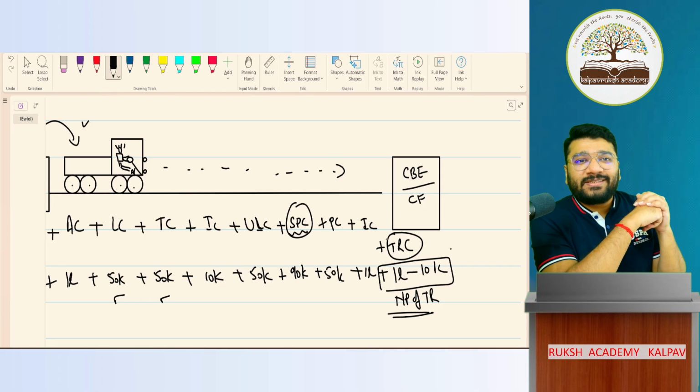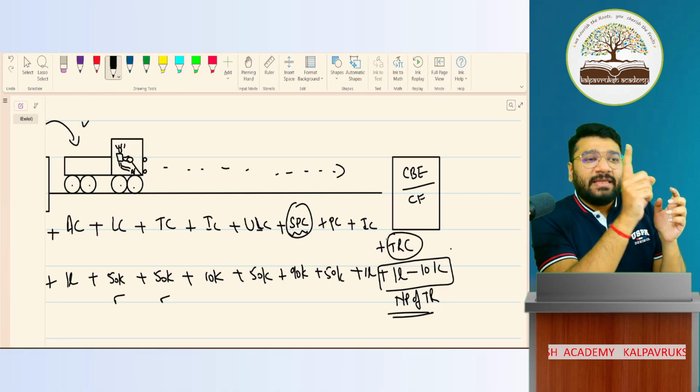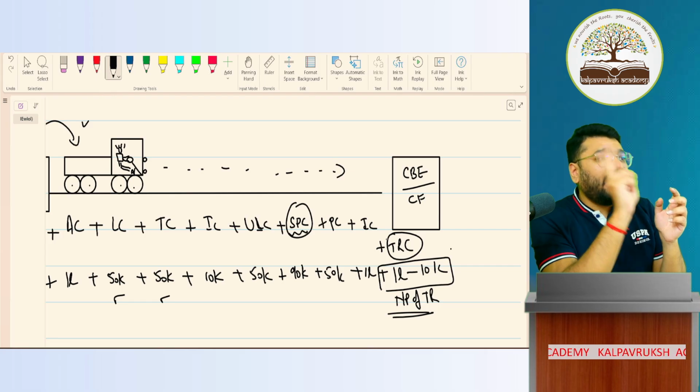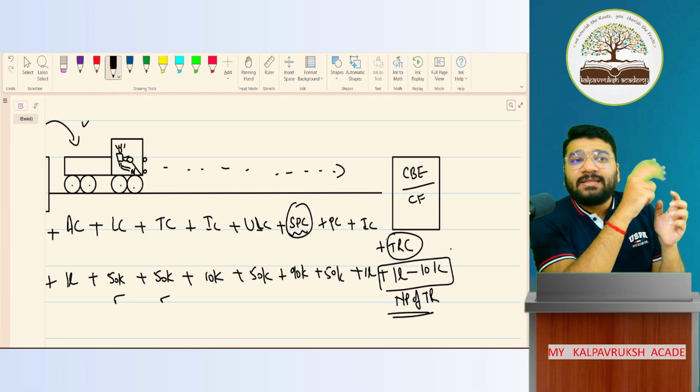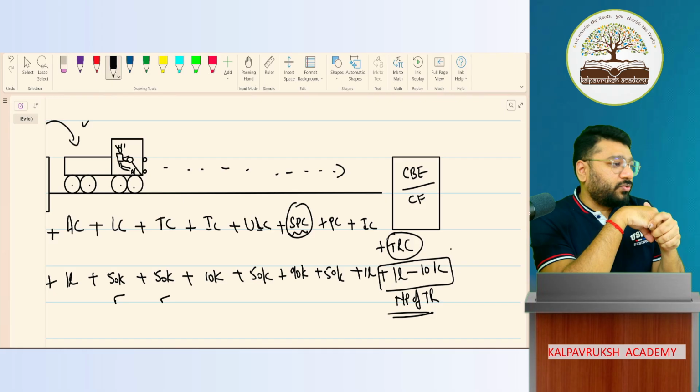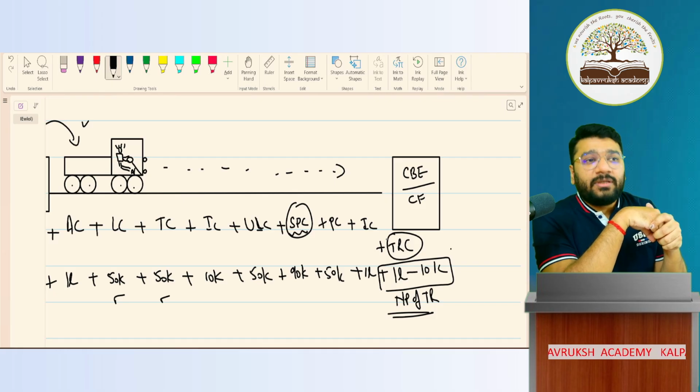Here it is not that case. Here the capitalization and depreciation will be charged once the asset is ready for use. Got it, not got it? Yes.